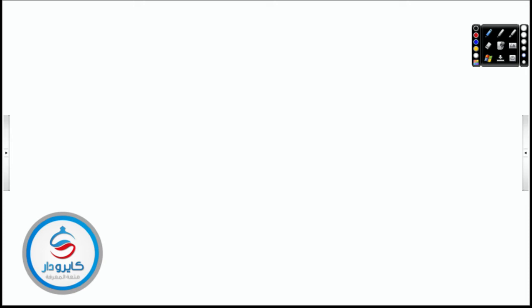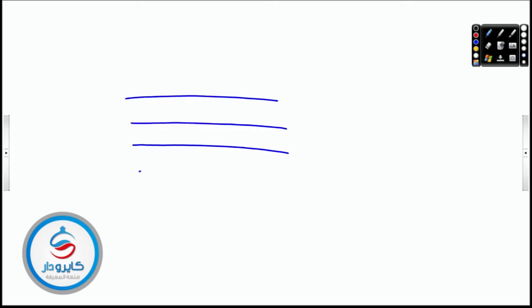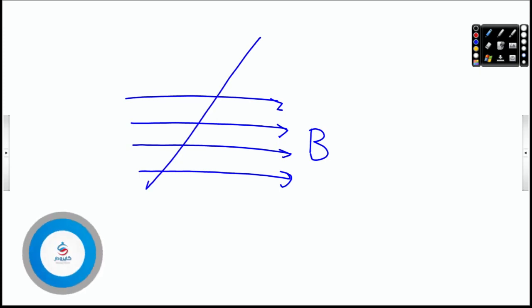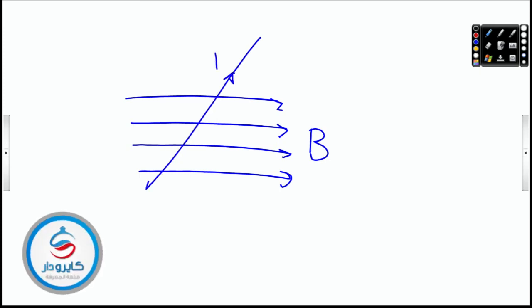Here are the field lines B, and here is the straight wire carrying current of intensity I, with the angle theta between the straight wire and the magnetic flux lines.